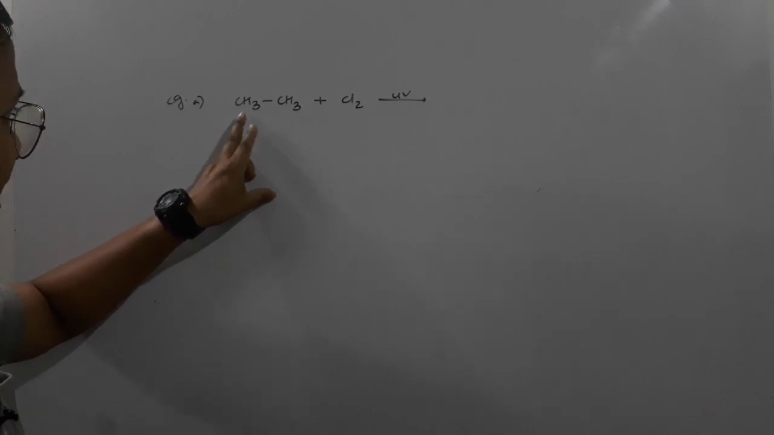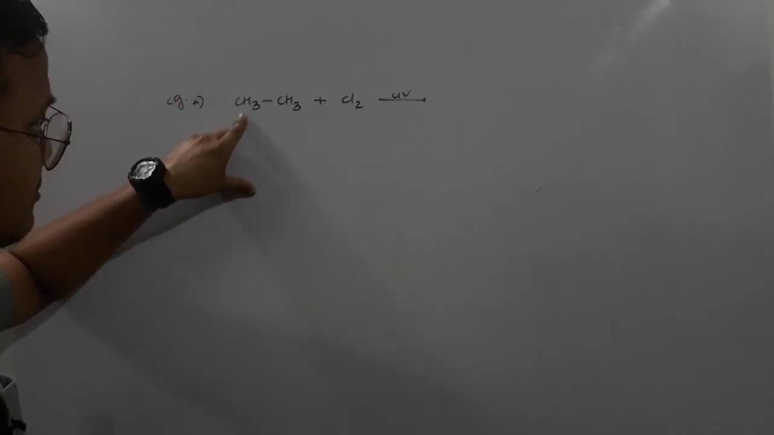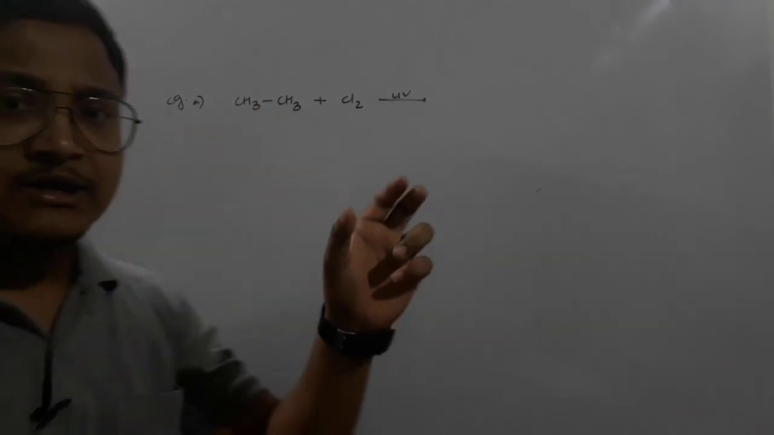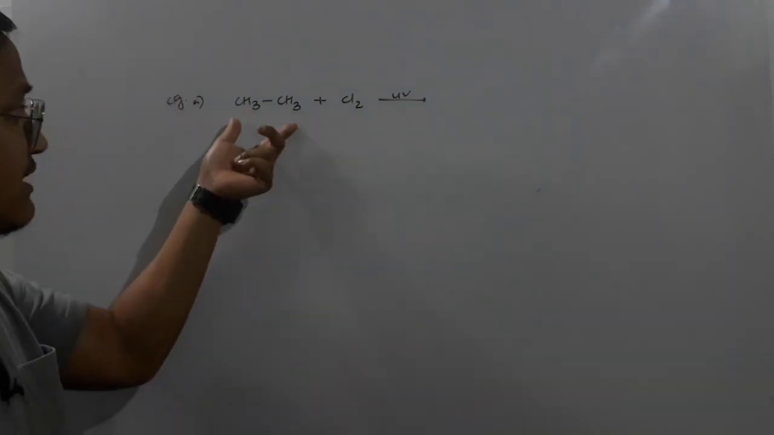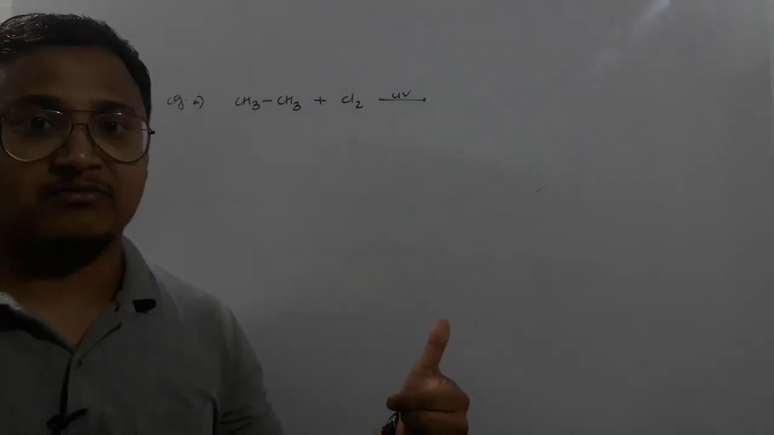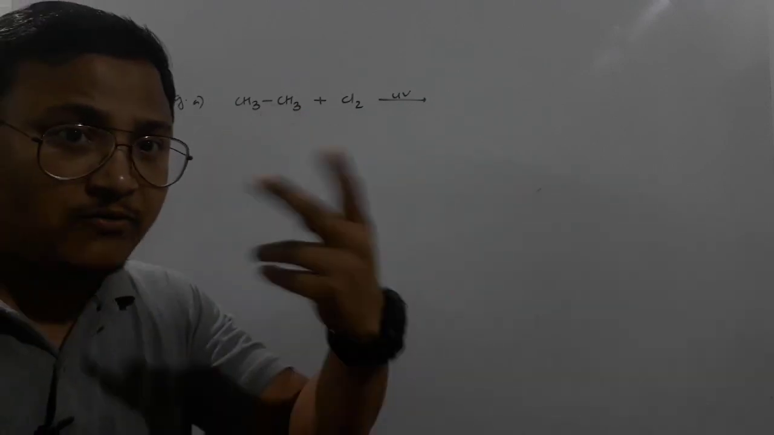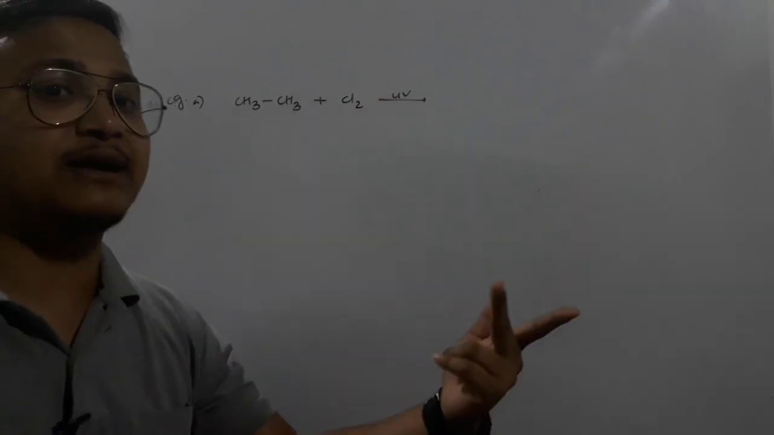What we can do is that I can substitute the hydrogen from this carbon also, or I can substitute the hydrogen from this carbon also. Means the number of products depends on the number of carbon atoms contained by the alkane compound. Clear guys? So 2 carbon means 2 products. But it will be isomer, right? So the same isomer we will not write twice.